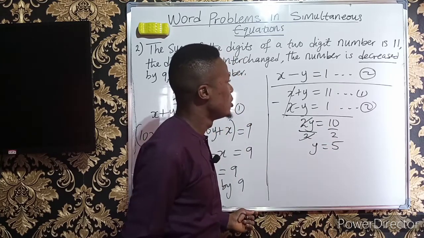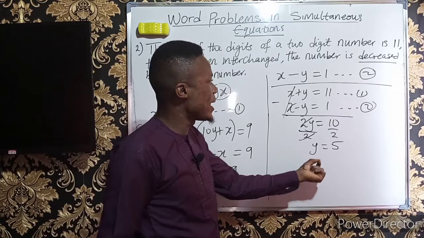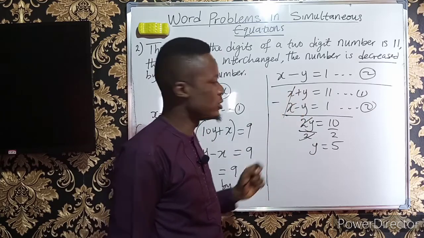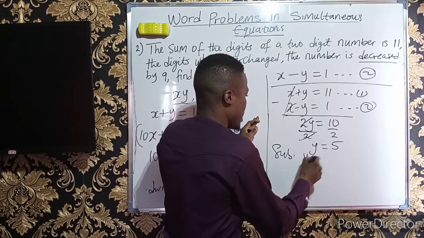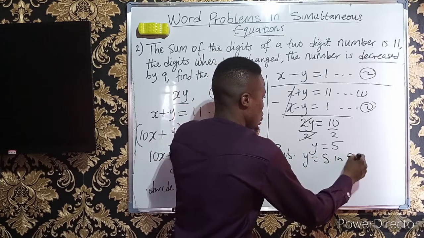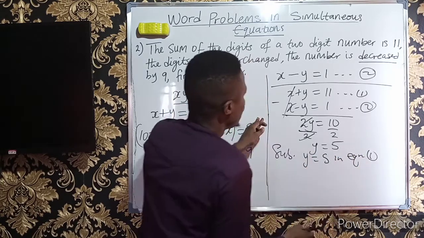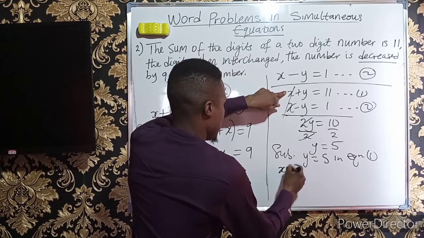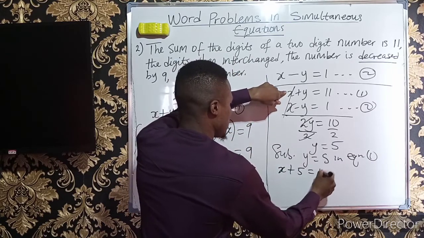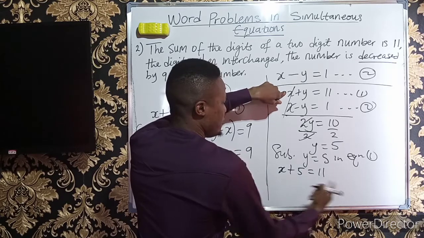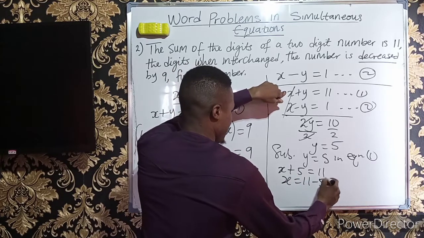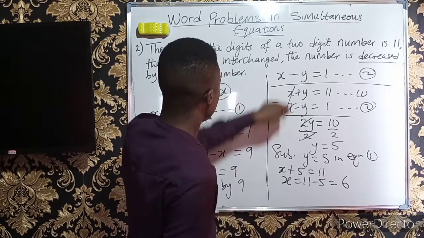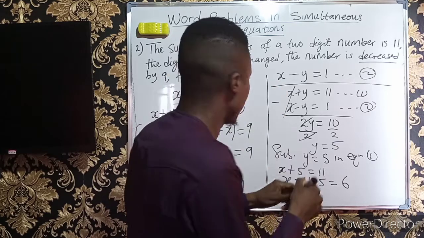I've got y. To get x, I will substitute y as 5 in any of the equations. So let me use equation 1. Substitute y equals 5 in equation 1. I shall have x plus 5 equals 11. 5 coming over will now be minus. So x is now 11 minus 5, which will give me 6. So now, let me clean here and make the final analysis.